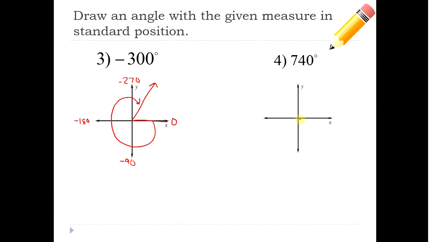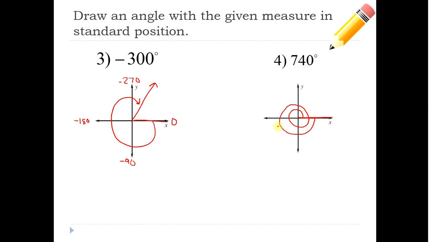So if I start here and I sweep all the way around, get to there, I have made 360 degrees, right? So from my 740, I now still have 380 left to sweep. So I'm going to go around one more time, like that, and I have now only 20 degrees left to go.